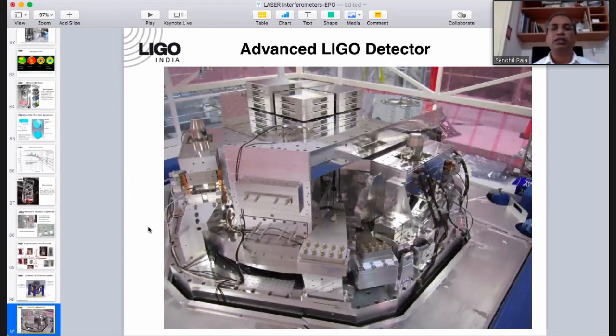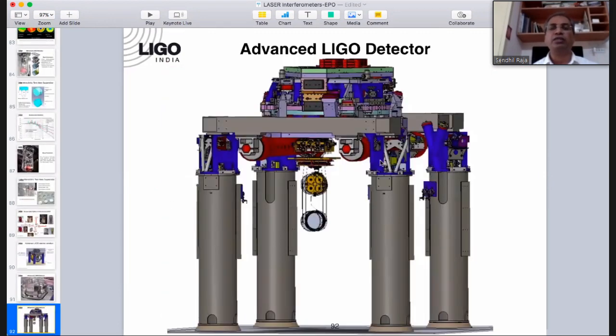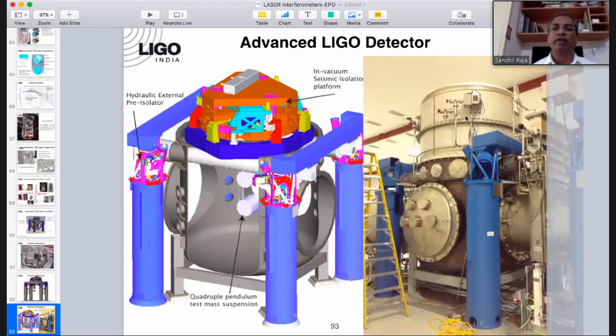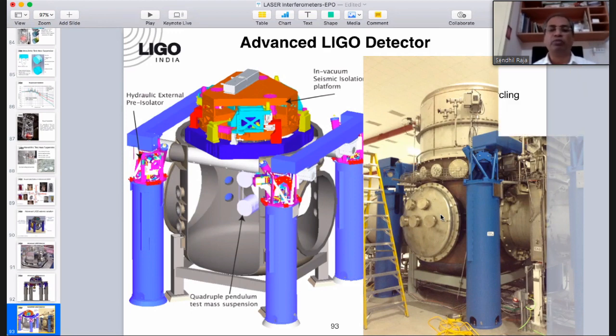So this is the active isolation stage, and this is how the whole assembly looks. From the floor, you have a passive pier on which you have the pre-isolators, which are outside the vacuum, and then there are crossbars which go into the vacuum, and on the crossbars you have the active isolation stage from which the core optics is suspended. The whole of this is encased in a vacuum, and the vacuum chamber is then pumped down to achieve the required vacuum for isolation of the interferometer from the phase noise from wavefront distortion.